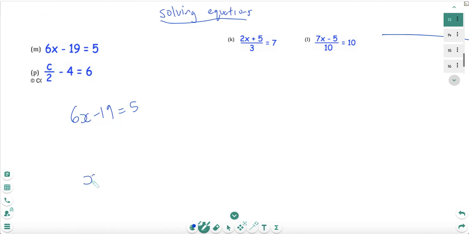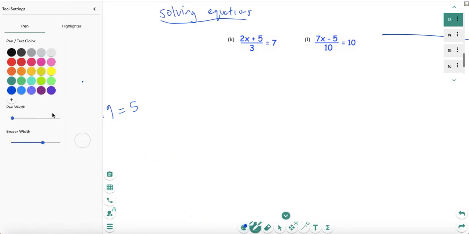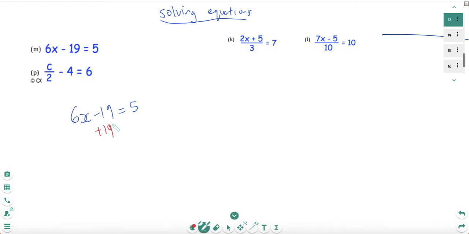So we want to get x all by itself, okay? So how do we get rid of minus 19? Well, we'll just do the opposite. The opposite of minusing something is adding 19. Now, when we're solving equations, if you add something to one side, you have to balance the equation by adding the same thing to the other side. So if you add 19 here, you're going to add 19 here.